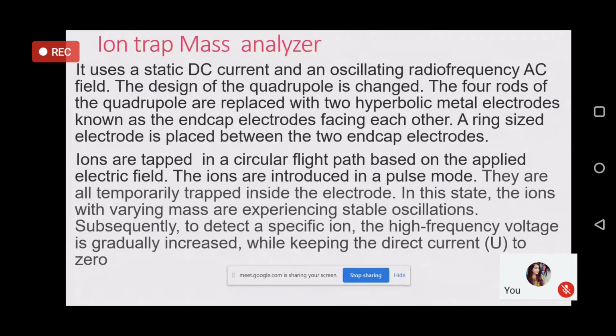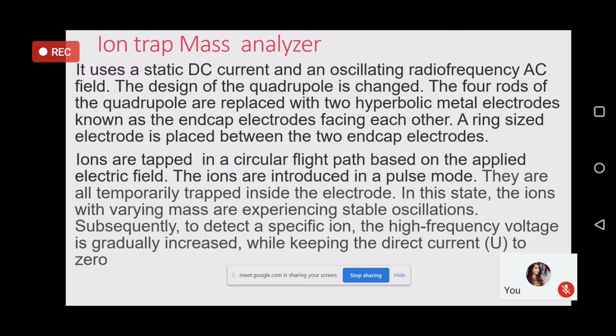It will reach the collector electrode only when its circular orbit is destabilized, and this destabilization will be brought about by changing the conditions. The conditions are the two types of fields we are using: the direct current, the alternating current, and the magnetic field. Mainly it should be the alternating current and the magnetic field which should be altered to disturb the ions from their circular path.